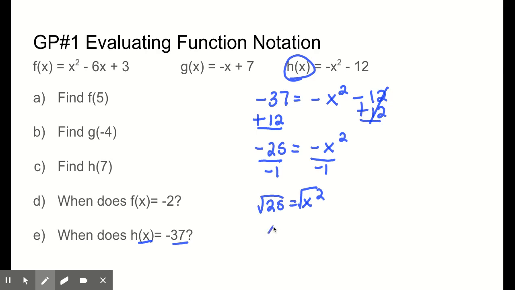And I'm going to get x is equal to the square root of 25. It's going to be positive or negative 5. So when does h of x equal -37? When x is equal to 5 and when x is equal to -5.